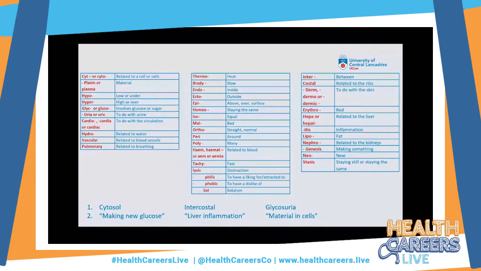What about liver inflammation? I gave this one away. There we go. Thank you, Mahi. So that's hepatitis. And material in cells is, as we said, cytoplasm. So well done.